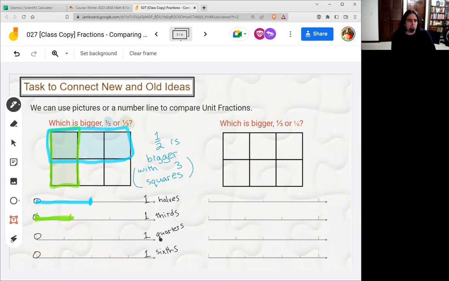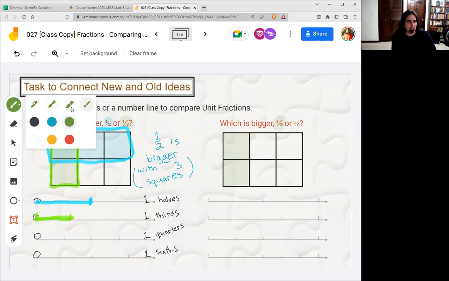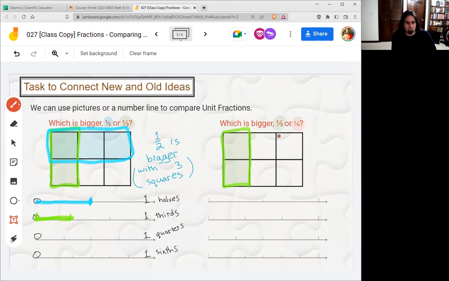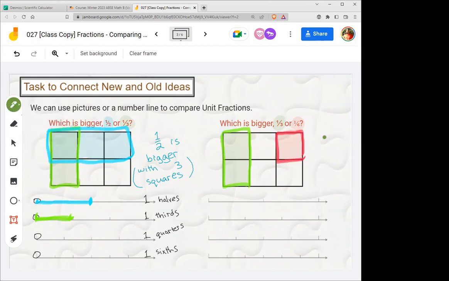On the other side, which is bigger, a third or a sixth? Well, we've drawn the third already. The third was this piece because 3 of them makes the whole rectangle. And for 1/6, well, that's just one box. The 6 of them makes the whole rectangle. So which is bigger? The third.